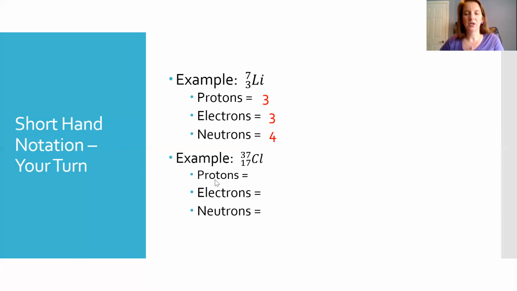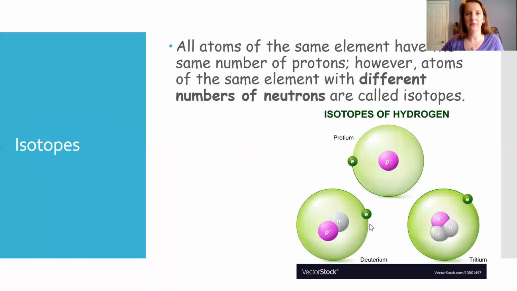37 17 Cl, protons are equal to the atomic number at the bottom here, so 17. Electrons are equal to the protons in a neutral atom, so that's 17. And then the neutrons are the 37 minus 17 here, so that's 20. Now notice I have not gone to the periodic table to calculate my neutrons. I have not looked at this decimal point number that is underneath this symbol here. That's not coming into play yet, okay? So I'm just looking at the mass number that's given to me in these different isotopic notations, all right?